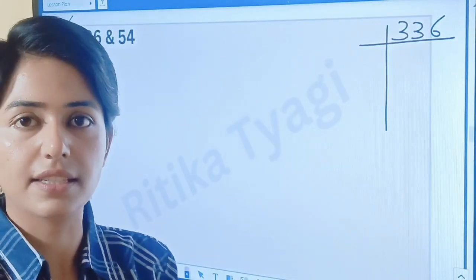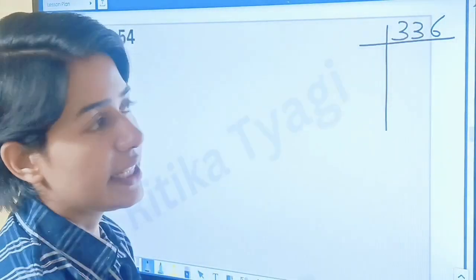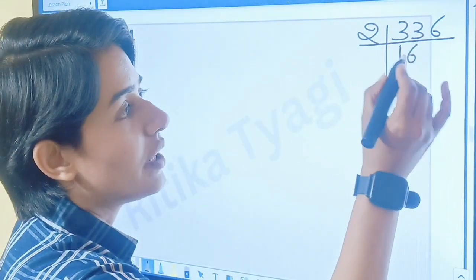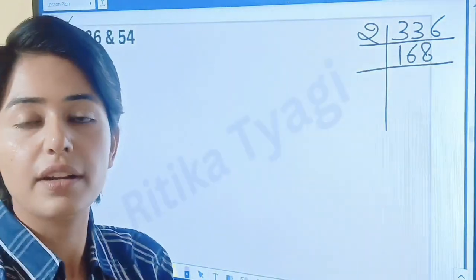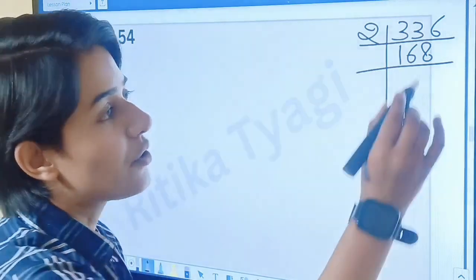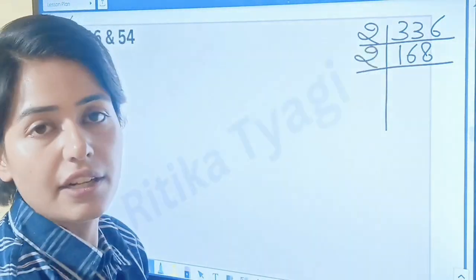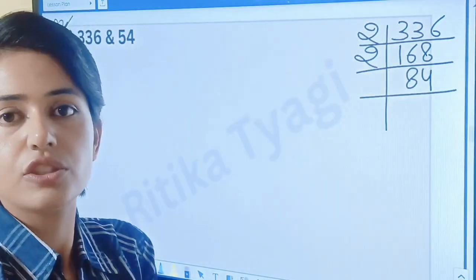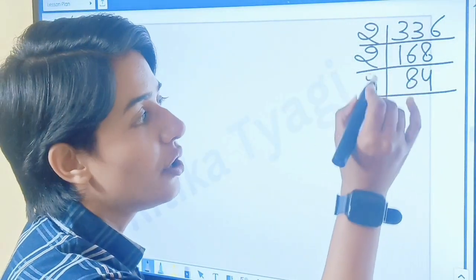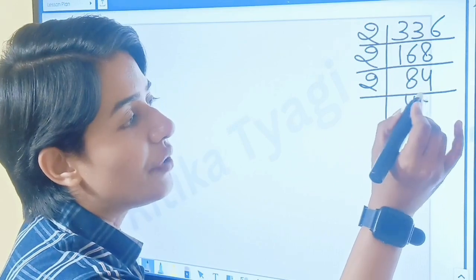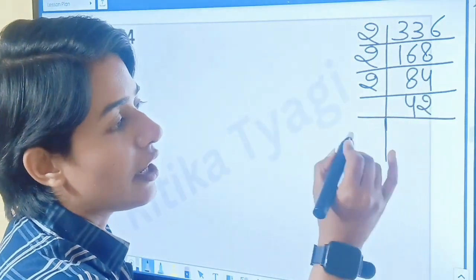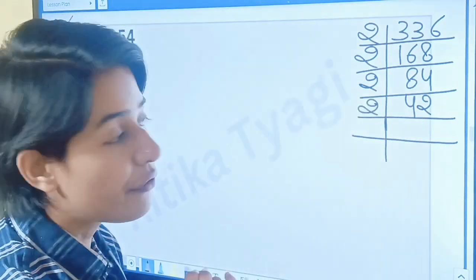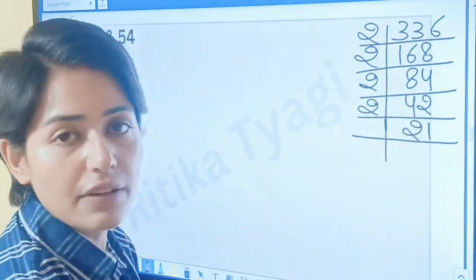Here 336 is an even number because the end digit is 6. So we have to divide it by 2 and we get 168. Now 168 is also an even number because the end digit is 8. So further dividing it by 2 we get 84. Now 84 is also an even number because the end digit is 4. So divisible by 2 we get 42. Now 42 is also an even number because the end digit is 2. So further dividing by 2 we get 21.